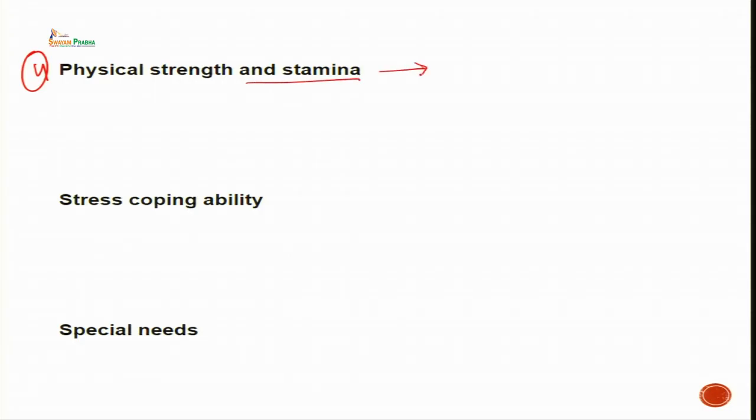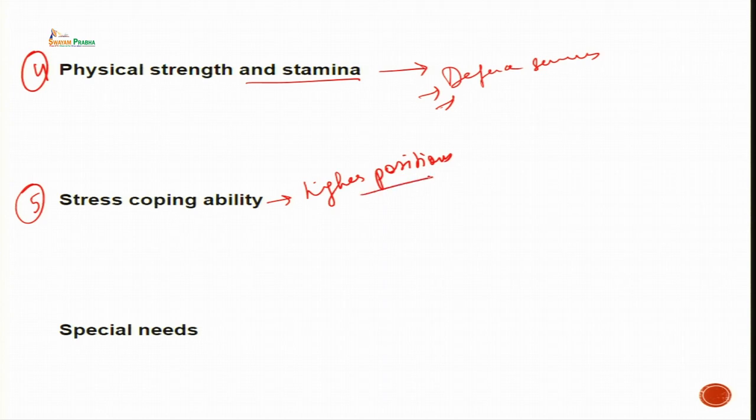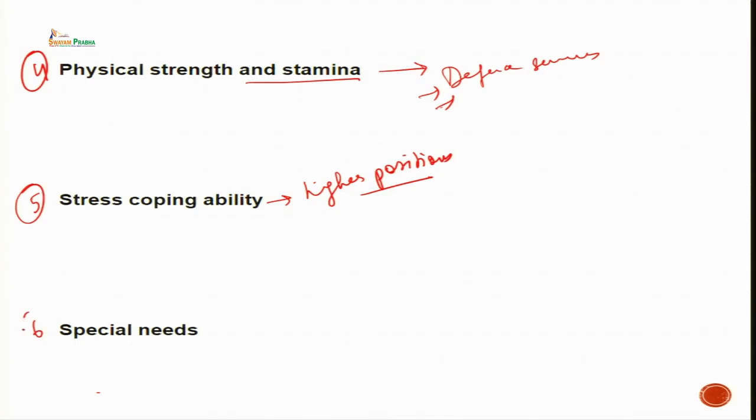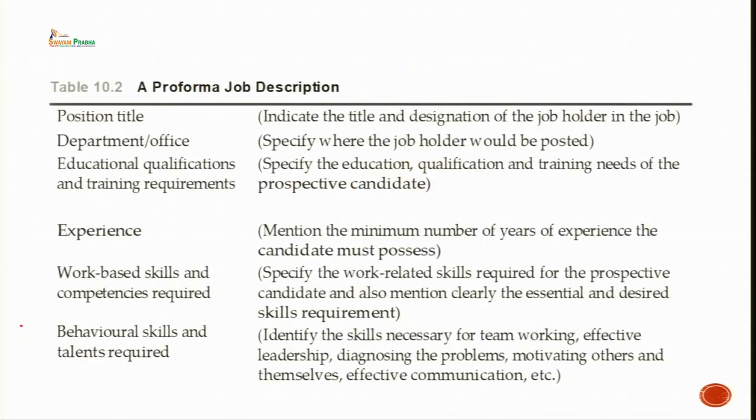In certain jobs, physical strength and stamina is very important. Here it can be jobs related to defense services, or police services, or something related to such areas where physical strength and stamina is an important prerequisite for the job holder. Then stress coping abilities are also required, especially for the higher positions in the organization. One must have the ability to cope with stress very well. And then come the special needs, if any, for any specific job.